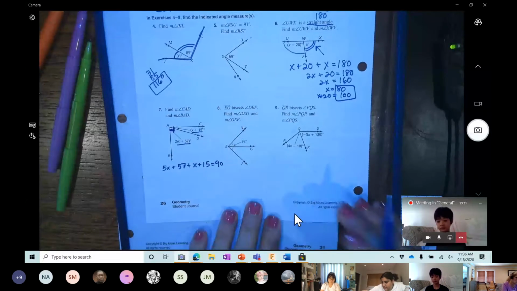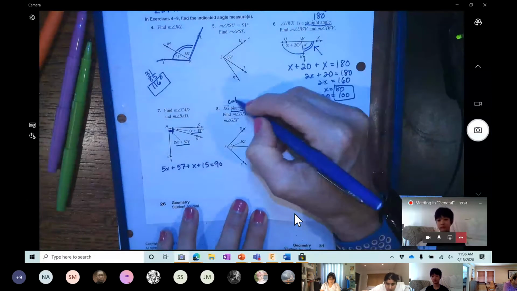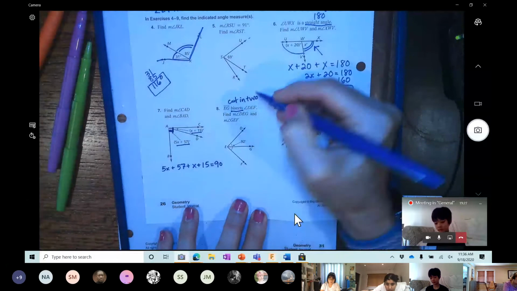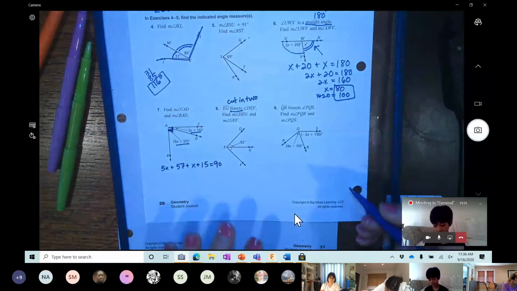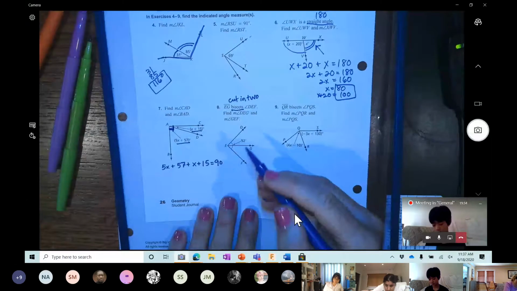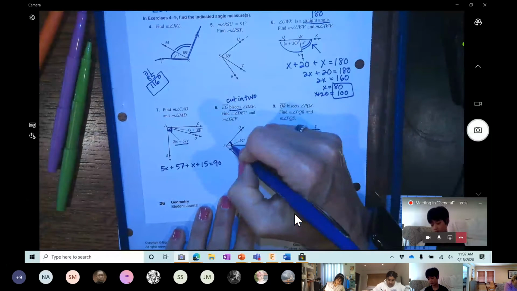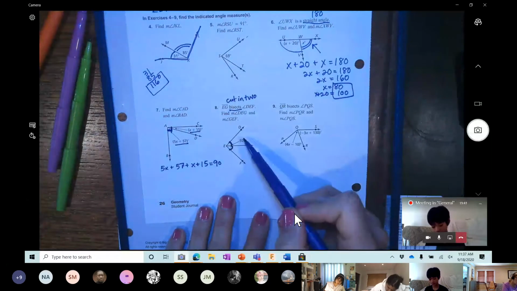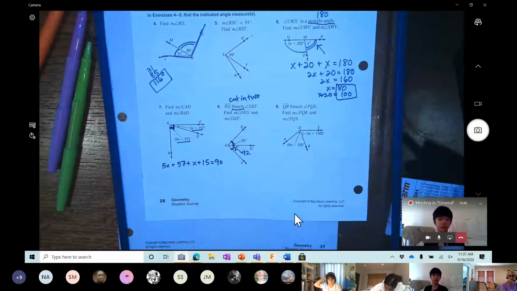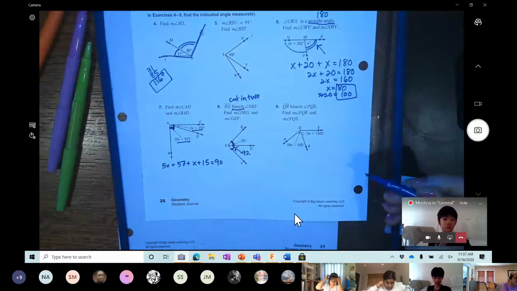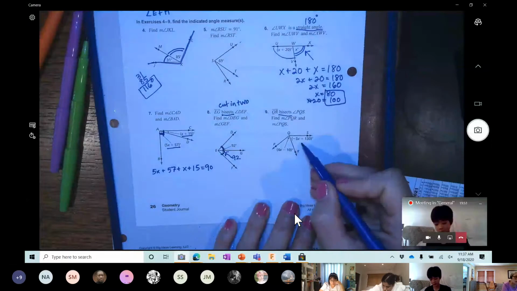Another concept from this section was bisects. So remember, bisects means cuts in 2 equal parts. So what that tells you, this drawing's bad, but what that tells you is that this angle here is exactly the same as this angle here. So if this one is 92, then this one's also 92. That's what bisect means. Again, number 9, bisect, right here, means that these two are equal.